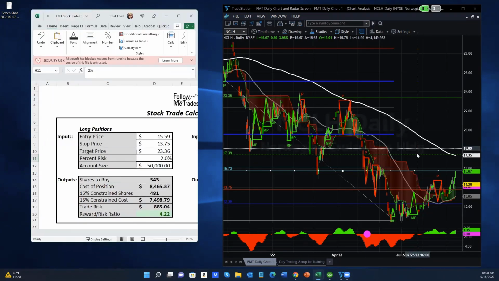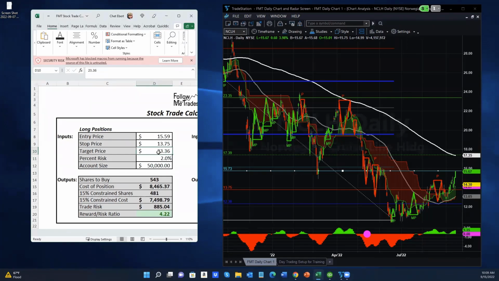Okay, so if we're going to go with the conservative target, that's at 17.39. So you would enter that in. Your stop, 13.75. Your entry right now has changed, so it's 15.68. In this scenario, if you really feel that the conservative target is the realistic one, you wouldn't want to take this trade, 0.89.